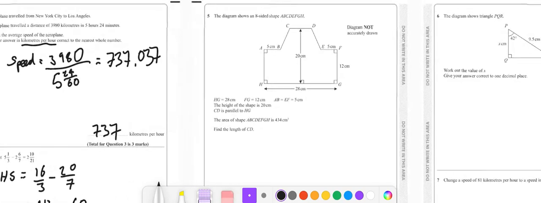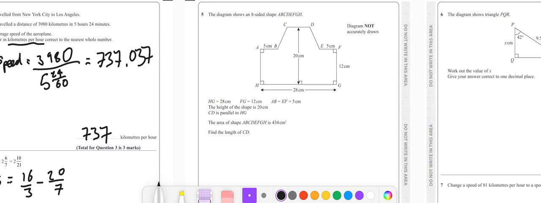There we go. Okay, question 5. The area of the shape is that. Find the length CD. First thing I'm going to do, I'm just going to rule out this bit. 12 times 28 is 336. And we know that this height must be 8, and this base must be 18. And this, therefore, is x.